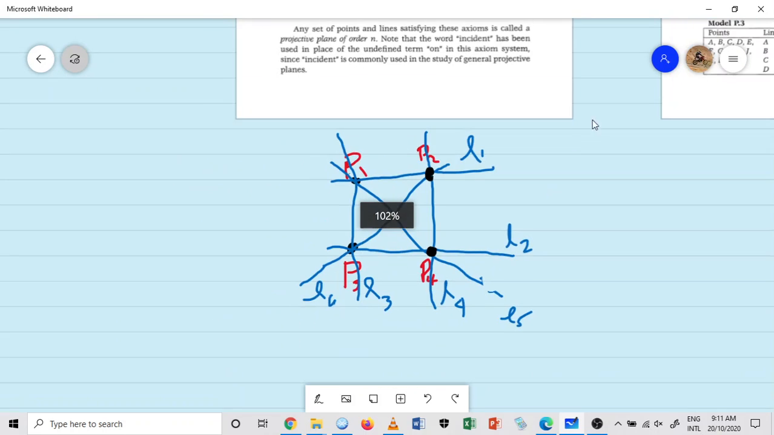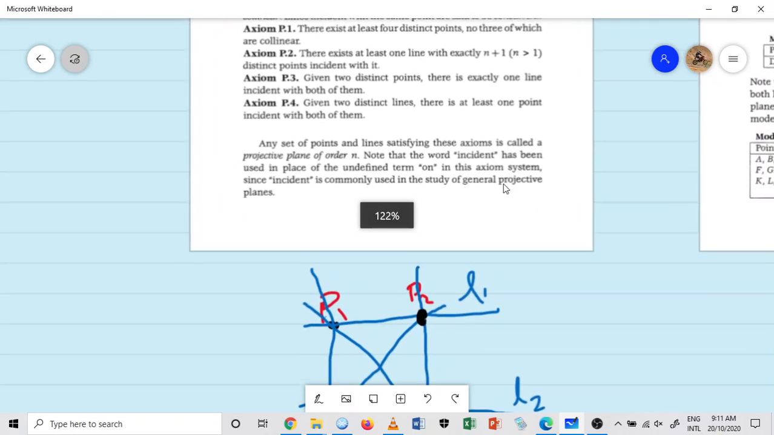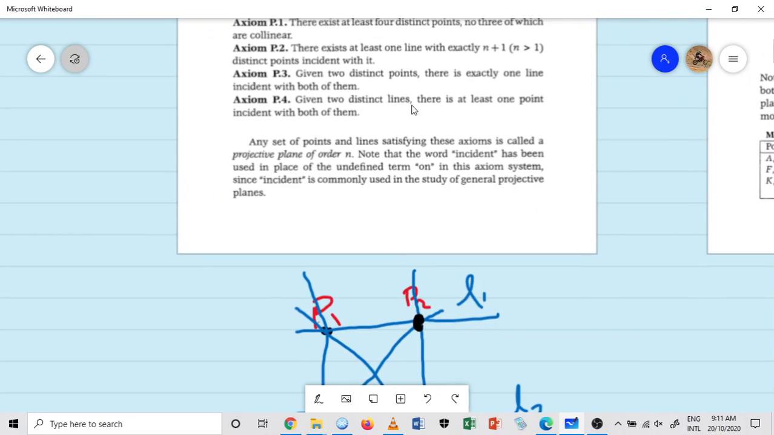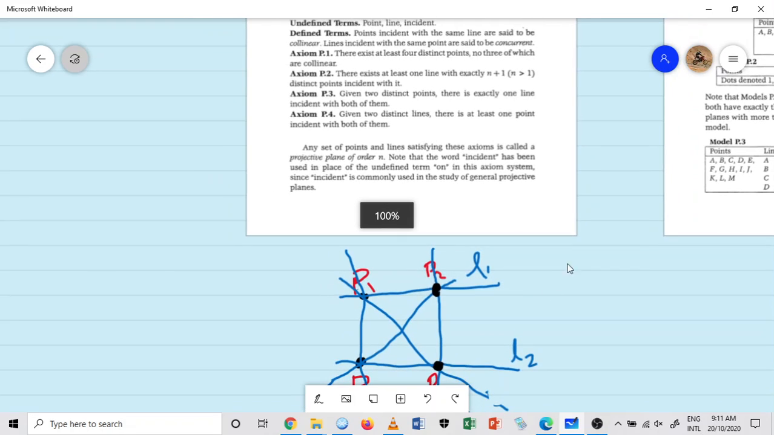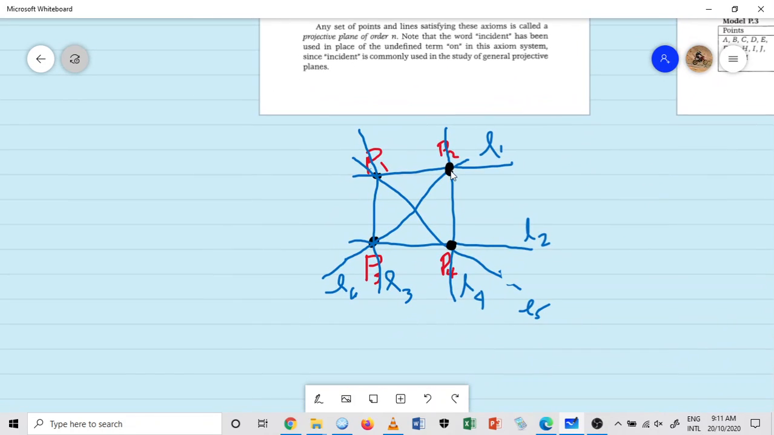Next, the axiom states that given two distinct lines, there is at least one point incident with both of them. At least one common point between any pair of lines. So we see here that L1 and L2 have P3.